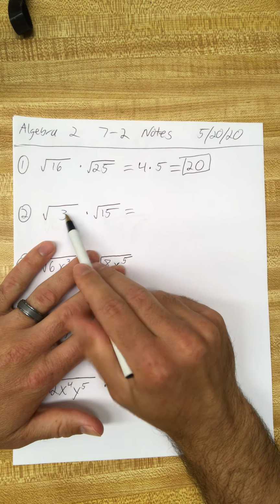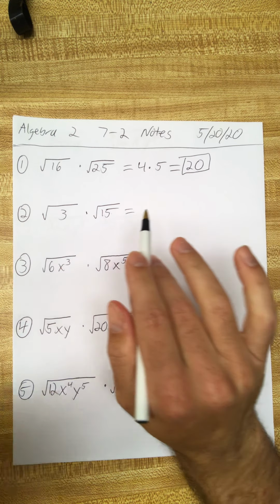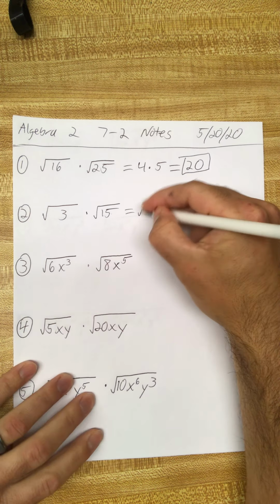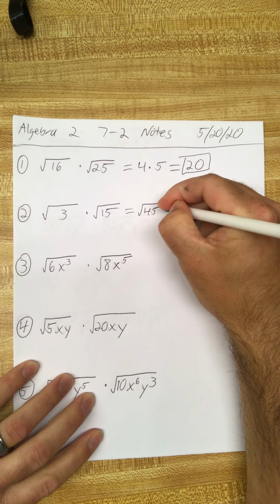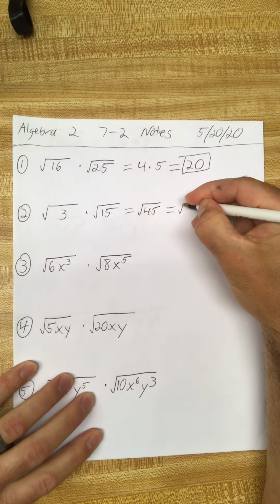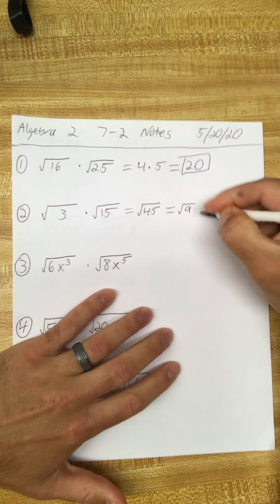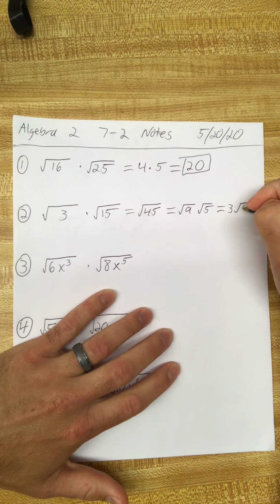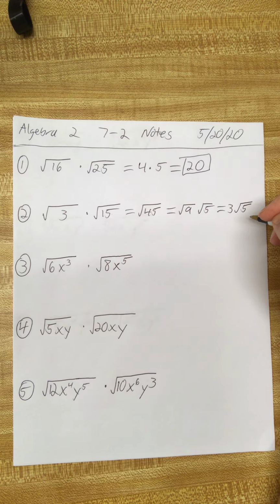But something like this, like 3 and 15, those are not perfect squares. So multiply them together. Square root of 3 times the square root of 15 is now the square root of 45. 45 we can break up into the square root of 9, the square root of 5. Square root of 9 is 3, so I got 3 root 5.